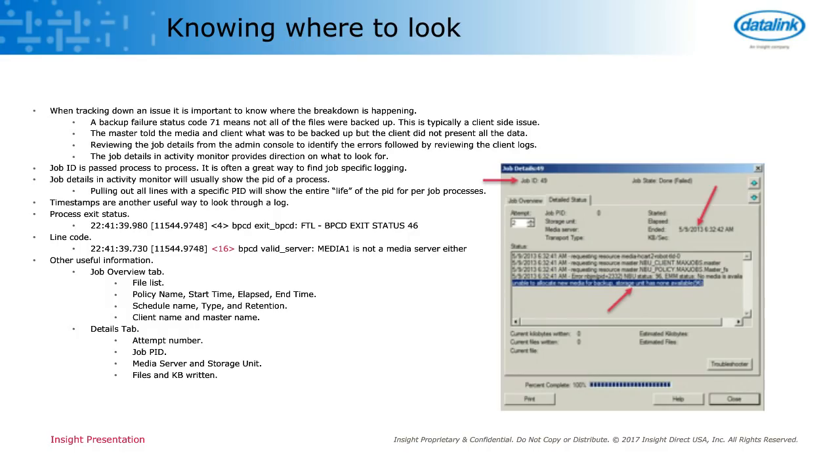Another way to look at these are line codes, and these are the severity of the line that's logged. 4, as you can see in this example, is just a report. It's informational, it's logging what's going on. A 16 is a little more severe, and it tells you a little bit more about what happened, and here it's saying that media 1 is not a media server. We'll dig into this a little bit more, but these are some of the quick tips. It all starts here with going into this job overview and getting the details on the job, and then from that knowing where to look.